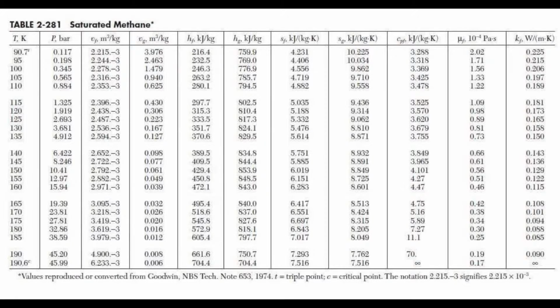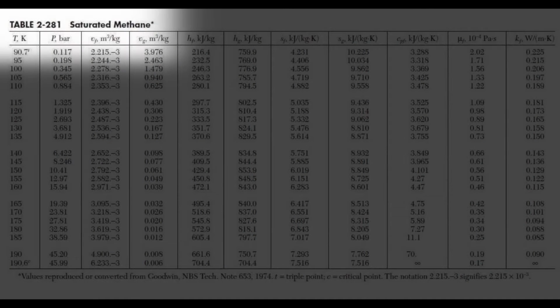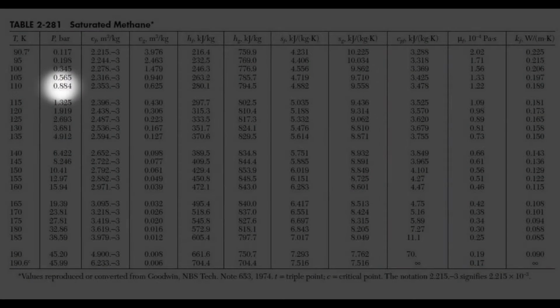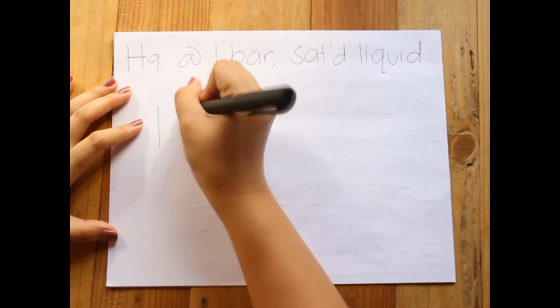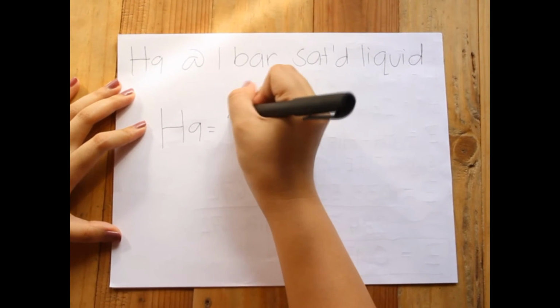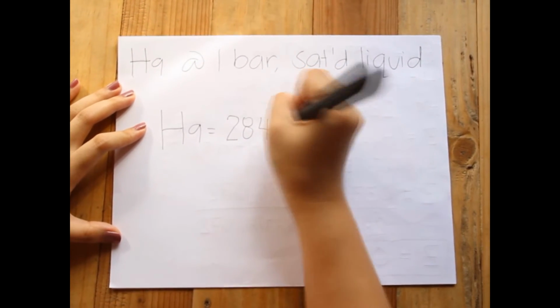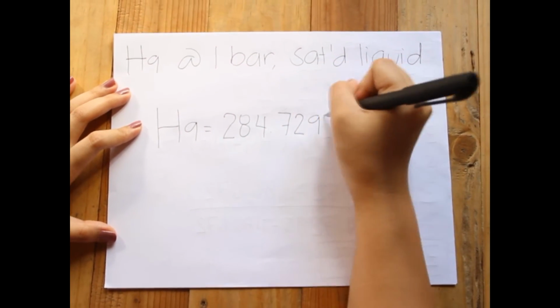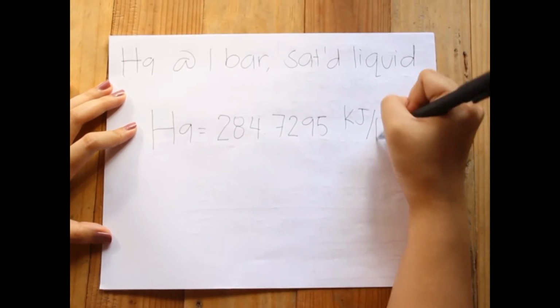For H9 at 1 bar, for saturated liquid, we will use Table 2-281, Properties of Saturated Methane. Interpolate between 0.884 and 1.325 bar. We will then obtain the value of H9 equal to 284.7295 kilojoules per kilogram.